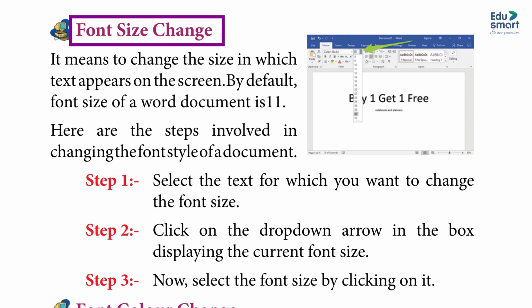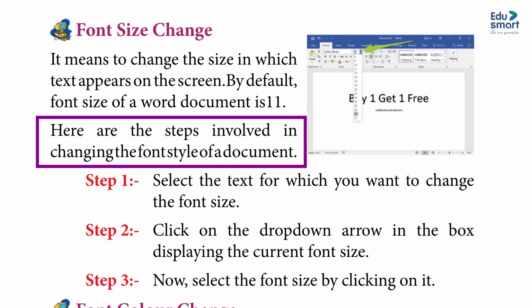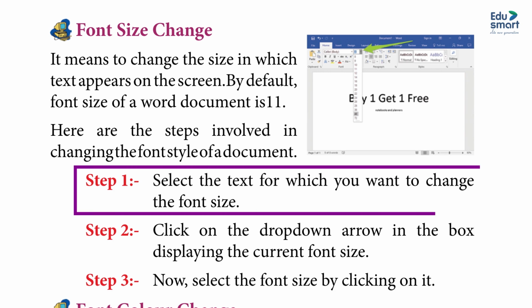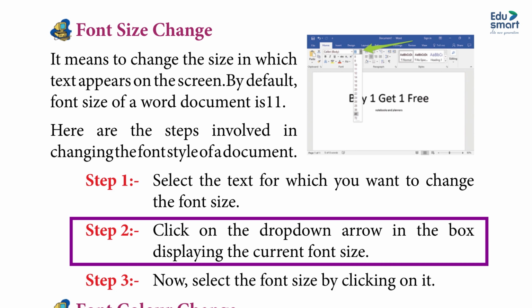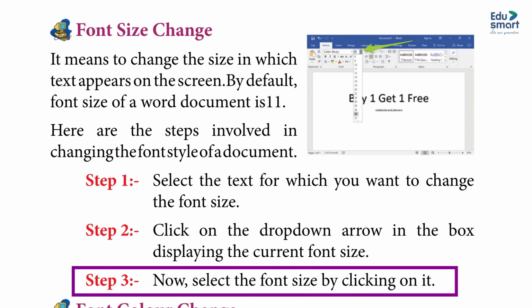Font size change. It means to change the size in which text appears on the screen. By default, the font size of a Word document is 11. Here are the steps involved in changing the font size of a document. Step 1. Select the text for which you want to change the font size. Step 2. Click on the drop-down arrow in the box displaying the current font size. Step 3. Now select the font size by clicking on it.